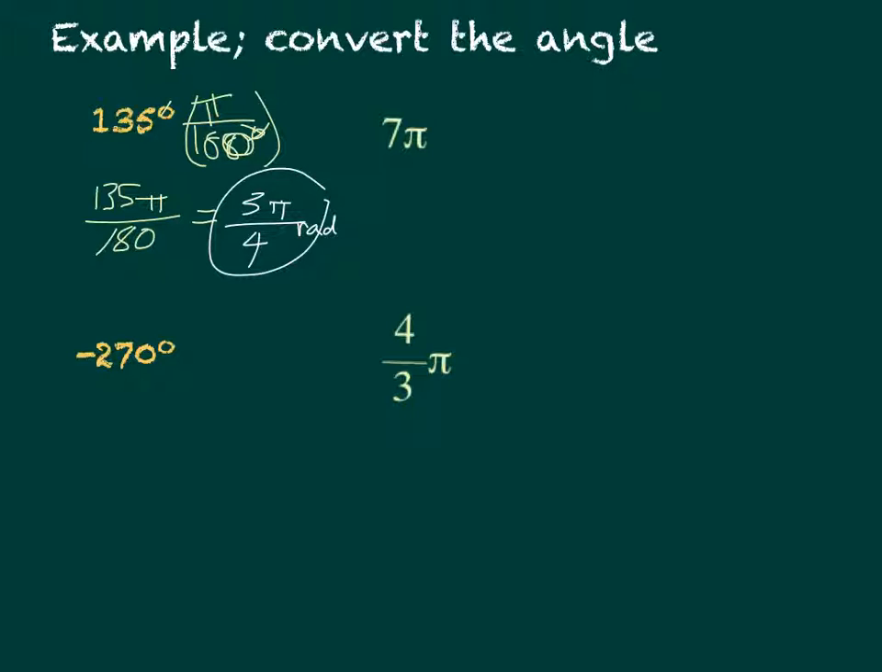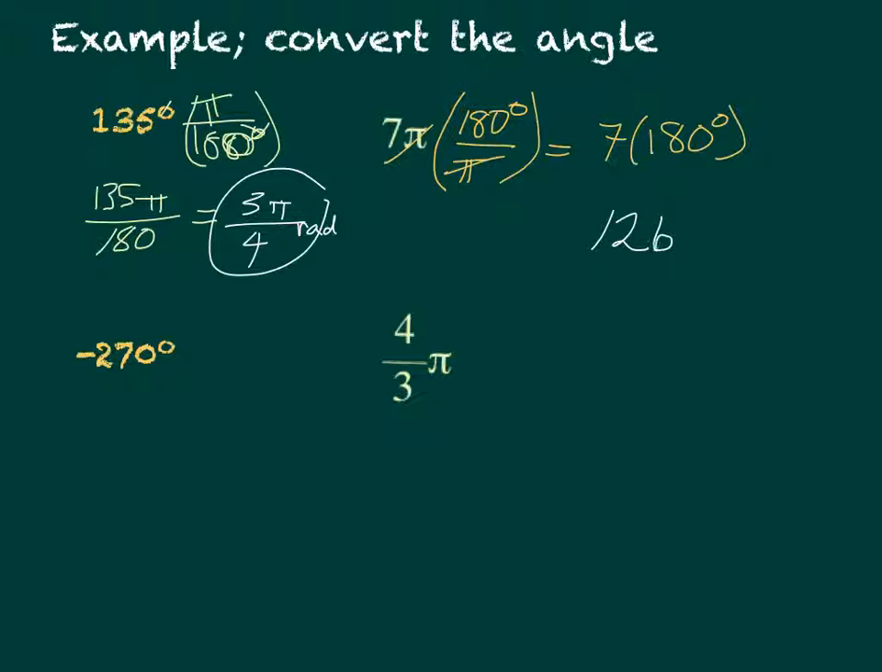In the next one, I have 7 pi, so it's in radians, and I'm going to change it to degrees by multiplying by 180 degrees over pi radians. The pi's cancel out, leaving me with 7 times 180 degrees. I multiply that, and I get a final answer of 1260 degrees.